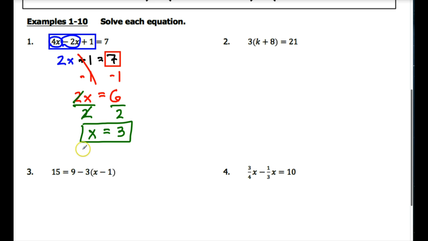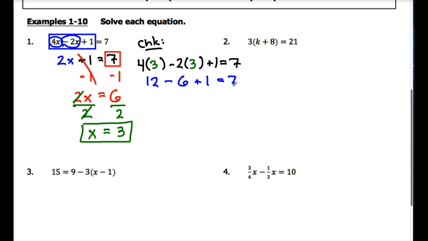Now I do want you to get in the habit of checking these problems. To show your check, you're going to take the original equation. It was 4x minus 2x plus 1 equals 7. Instead of x, I'm going to put in a positive 3, and notice I have to put it in two places. So we're doing 4 times 3 minus 2 times 3 plus 1, and that should give us 7. 4 times 3 is 12, minus 2 times 3 is minus 6, plus 1, and then 12 minus 6 is 6, plus 1 will give me 7. So that does check out.